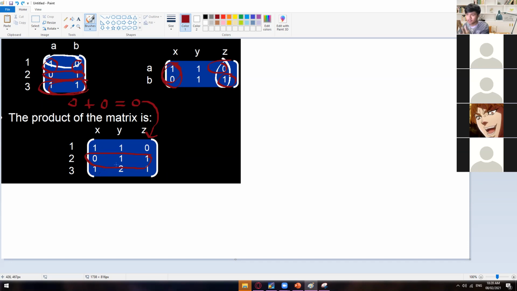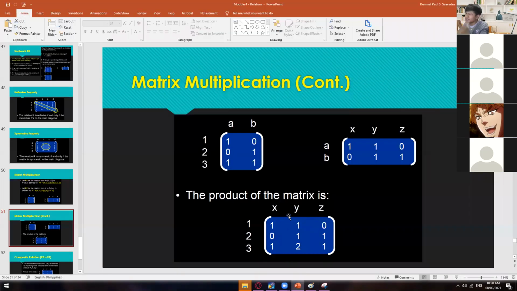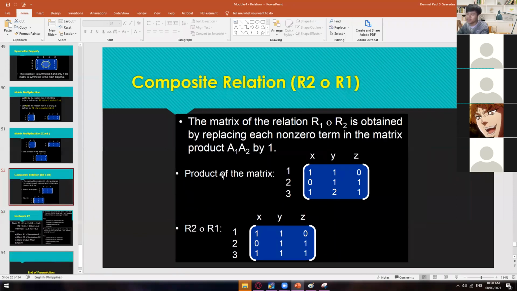And how did we come up with those? Let's say we have already computed everything and come up with this result. The next one here is the composite relation R2 o R1. Well, this one is super simple. Once you see a one, or a non-zero term, no matter what the value of that certain row and column, just change that into one. As you can see right here, we have 2 here, but in R2 o R1, the composite relation, that will become one. If we have, let's say, 25, 30, 36, 80, 1000, all of those non-zero terms will just become one, which is now this one.